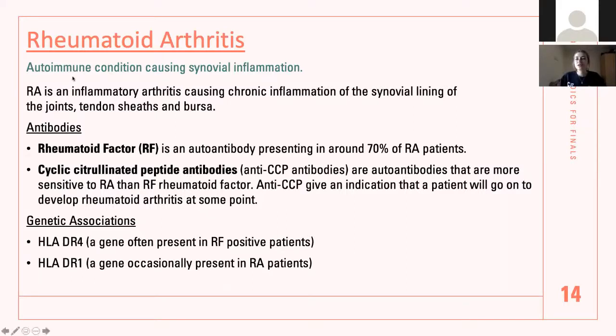You can also see anti-CCP antibodies. These are more sensitive and specific to rheumatoid arthritis than rheumatoid factor. Anti-CCP antibodies can also predate the development of rheumatoid arthritis, so it can give an indication that the patient will go on to develop rheumatoid arthritis at some point in the future. Rheumatoid arthritis has also got some genetic associations, so the HLA-DR4 and HLA-DR1 gene.